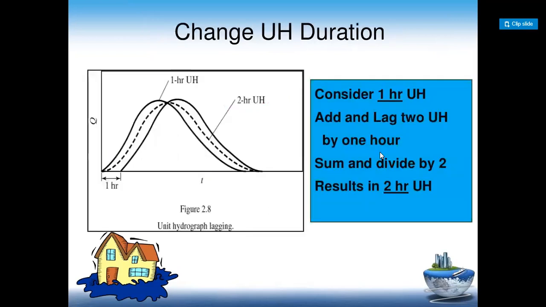Change unit hydrograph duration. Here two graphs are there, 1 hour unit and 2 hour unit. Consider the 1 hour hydrograph, add a lag of 1 hour to the unit hydrograph, sum and divide by 2, which results in the 2 hour unit hydrograph.